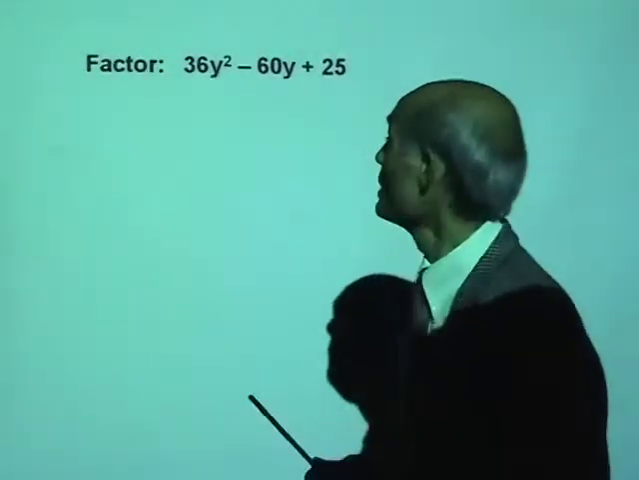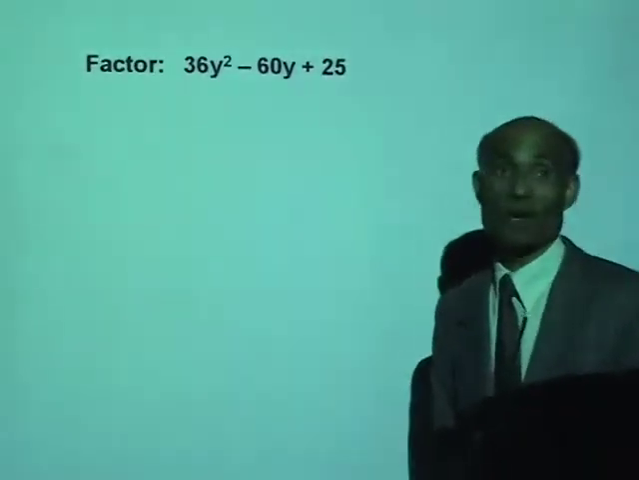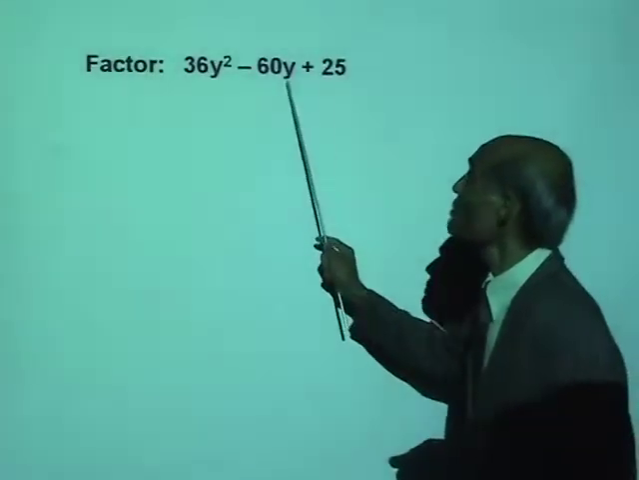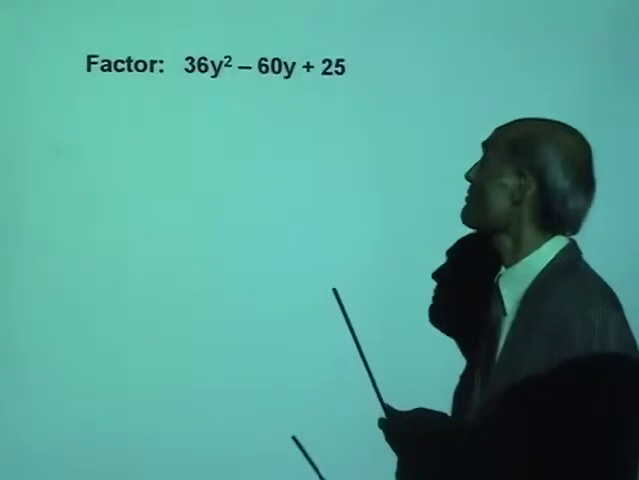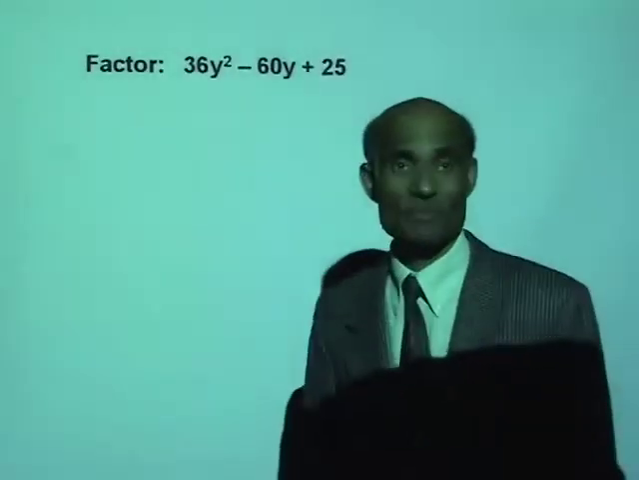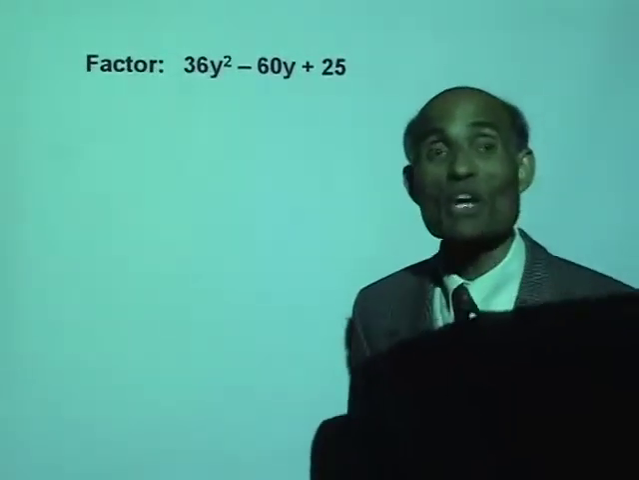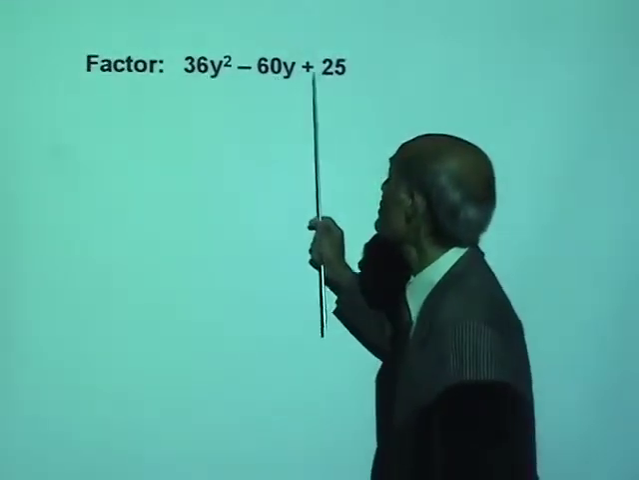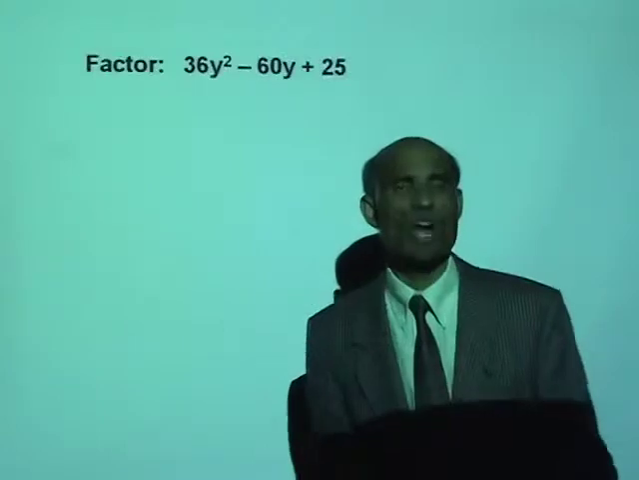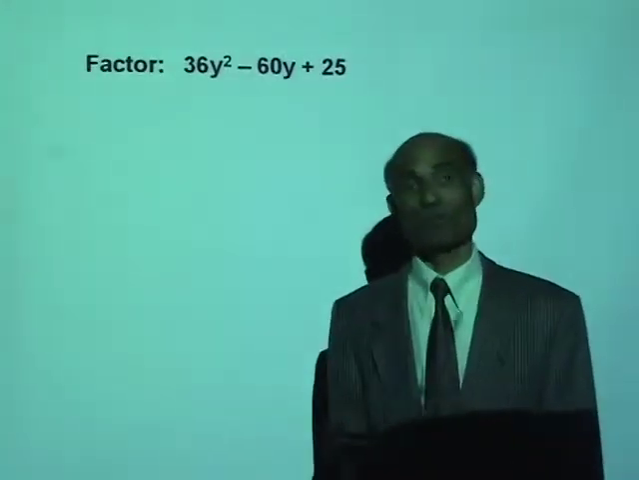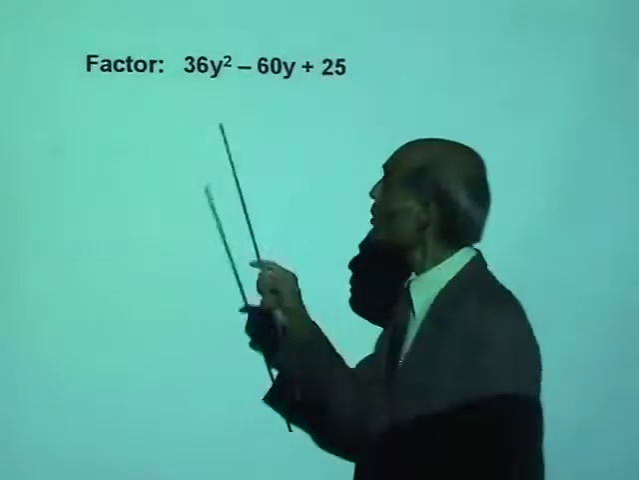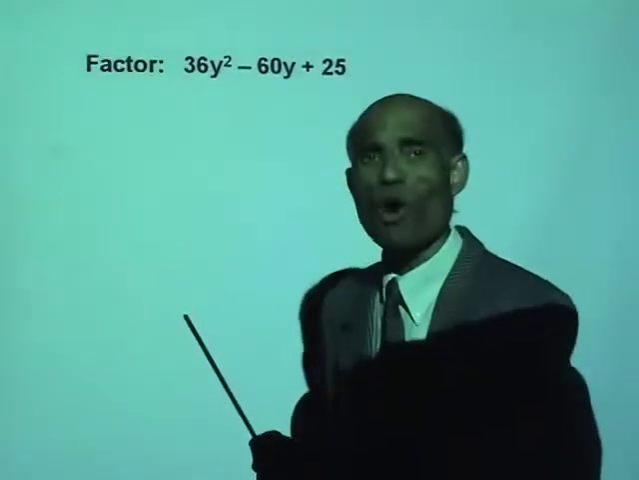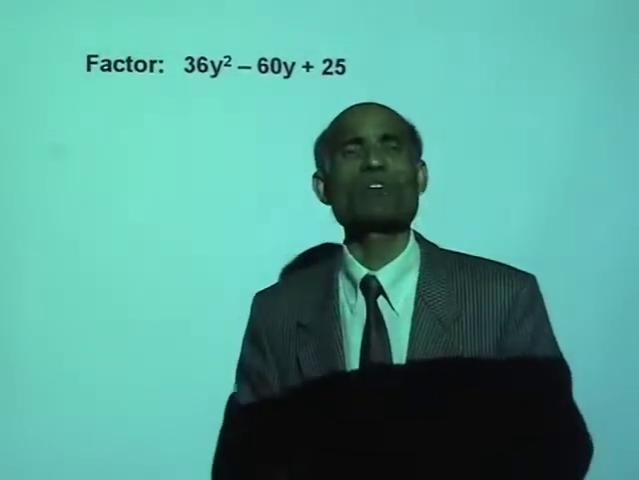Factor 36y squared minus 60y plus 25. Are there any common factors you can pull out? 36, 60, 25, no common factors. Alright. Can you look at this and form some opinion about how to do it?